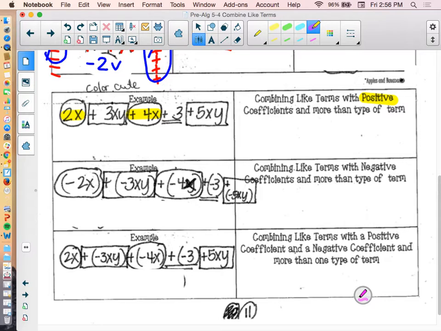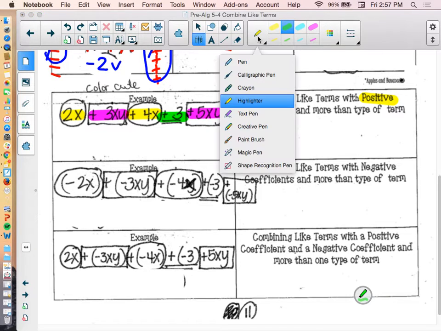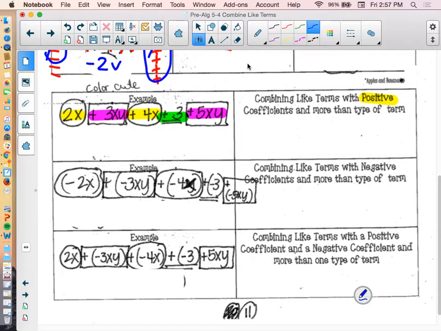So now I'm going to pick a different color. I will put 3xy as purple. Then I can only put another xy as purple. And lastly, I've got this plus 3. That's just a constant. That will get its own color. All right, after we color code it, now you can go ahead and combine only the same colors.